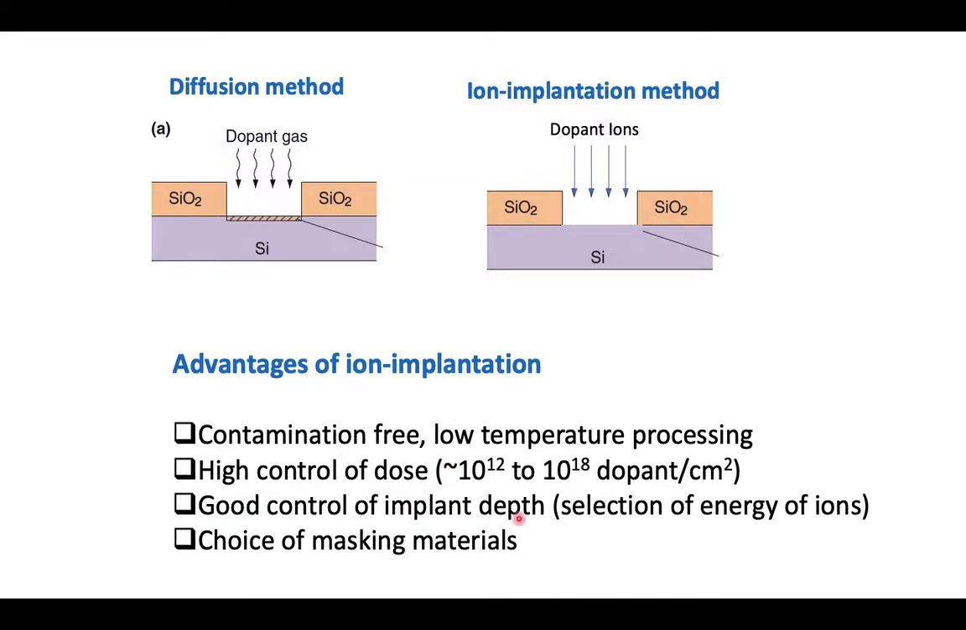Good control of implant depth. What is the depth in the substrate that you want to dope? That's again by selecting the ion energy. Depending on the energy, the ions go up to a certain depth. So that can be controlled just by controlling the energy and the choice of masking. Normally SiO2 is used, but here you can use SiO2 and many other materials as the mask. A shadow mask also can be used to control the area where you want to dope. There are many more, but these are important advantages of ion implantation.